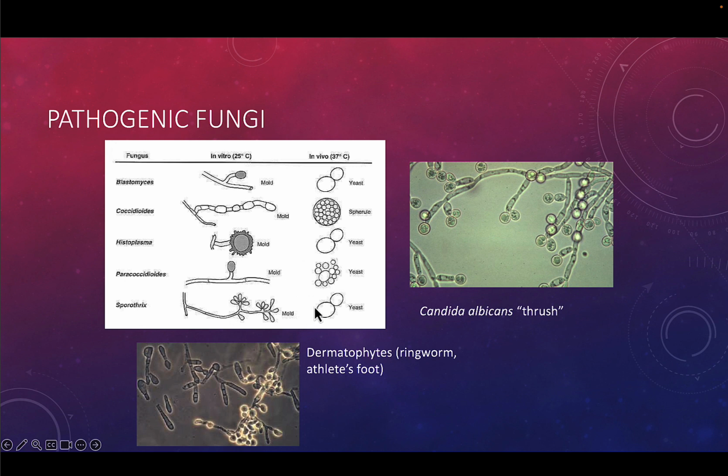Some examples of fungi that we'll talk about later that cause human disease include Candida. Candida causes yeast infections and thrush. We also have the dermatophytes, which cause things like ringworm, athlete's foot, and jock itch. Dermatophyte means they like the skin, right? Derma is skin. Phyte actually means plant. People used to think they were plants, but they're fungi, but they still have that same name.